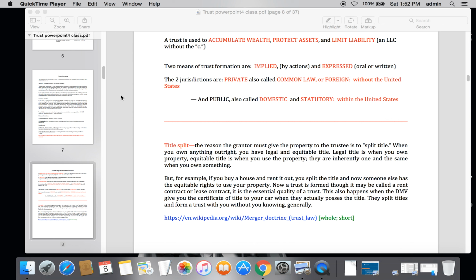There's no title split there, which should give you an indication that if you own a house or a car and someone else can stake a claim on it, i.e., they can come repossess it, then there's a trust there, right? So if you're driving a car and you don't make the payments, i.e., you don't abide by the trust rules, the trustee can come snatch that car from you.